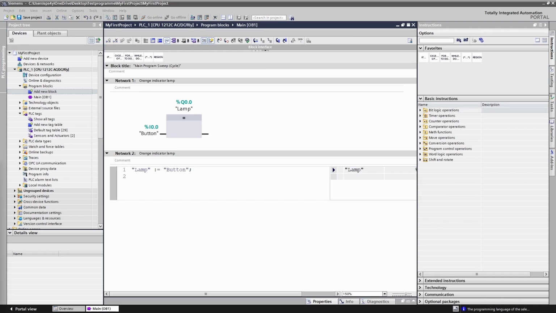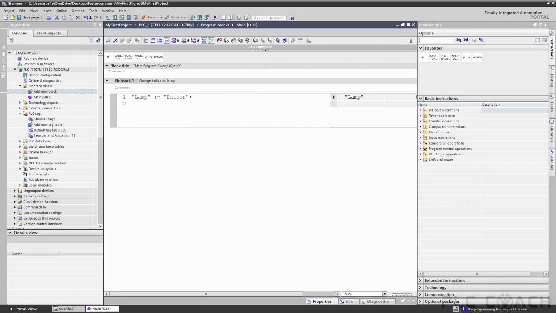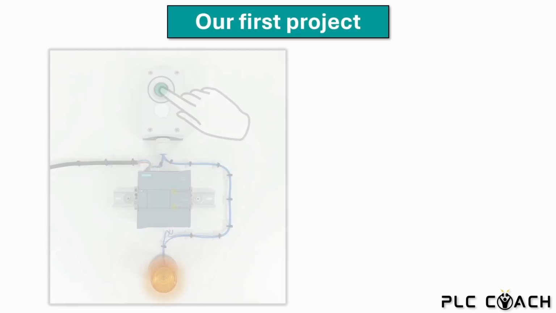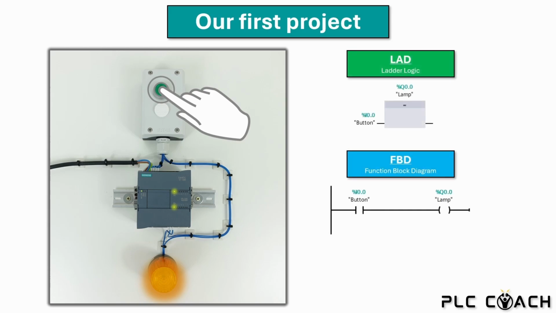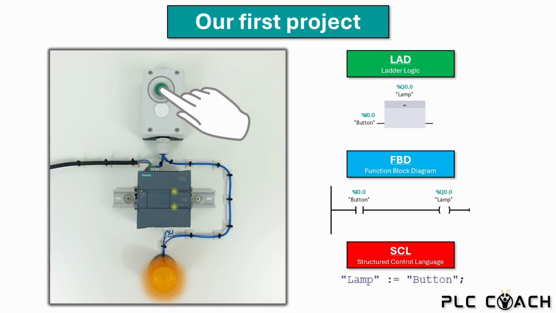In the final step, I will delete the first network, of course. Otherwise, we would have programmed the same thing twice. Alright everyone, we have now created the program for a training system in different programming languages: ladder logic, function block diagram and SCL. In the next video we will download our program to the controller and test the result.